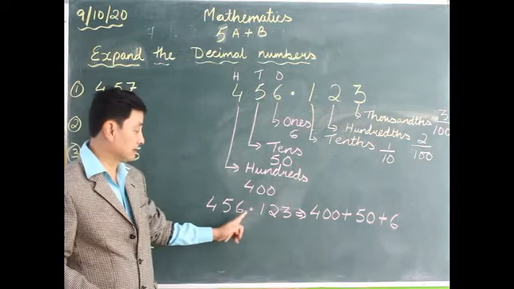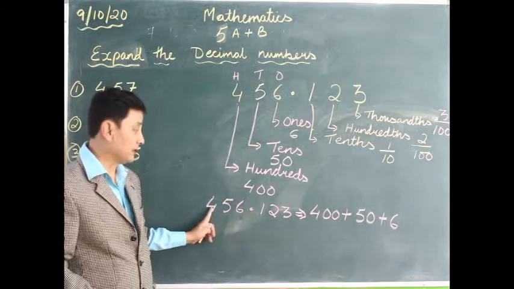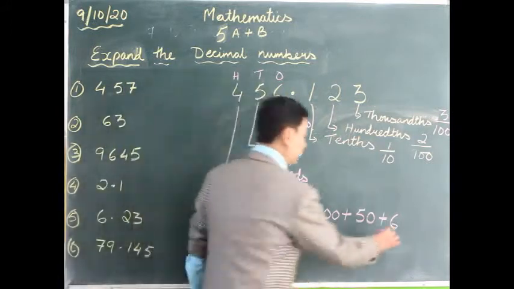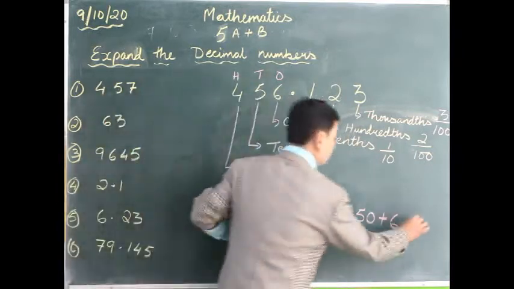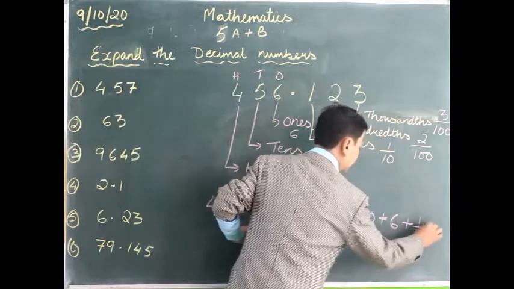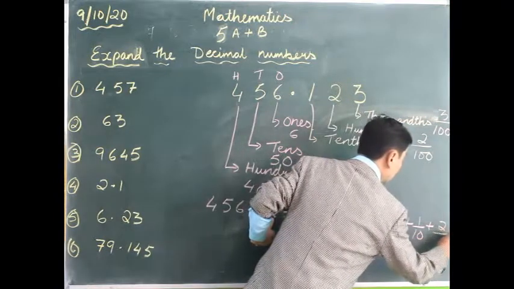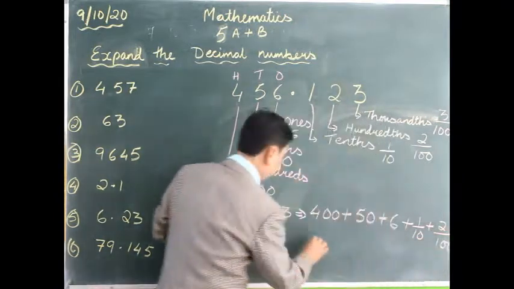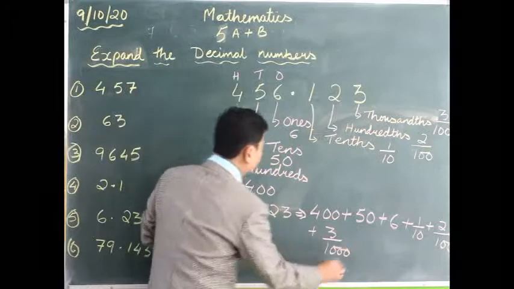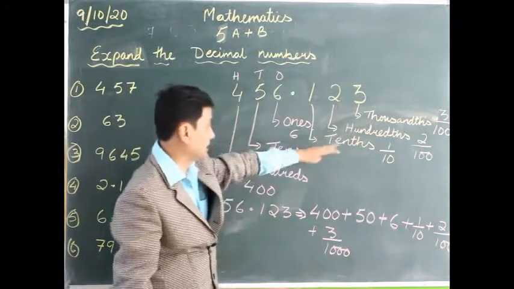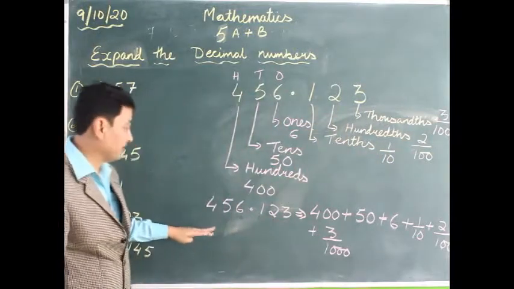Now we have come to the decimal point. Remember to expand the numbers that come before the decimal point in the beginning. After the decimal point, you can read the number. 1 tenth plus 2 hundredths plus 3 thousandths. So in the same way we have done the place value chart here, 3 thousandths, 2 hundredths, 1 tenth. So in the same way we have to expand.